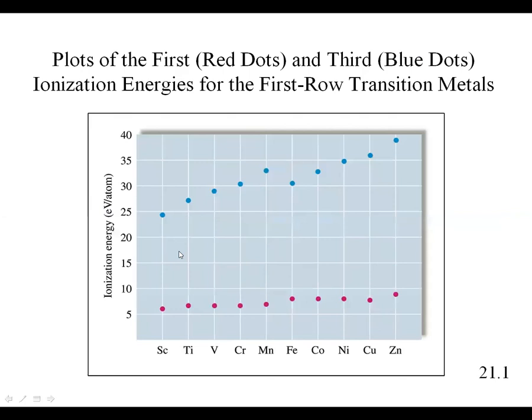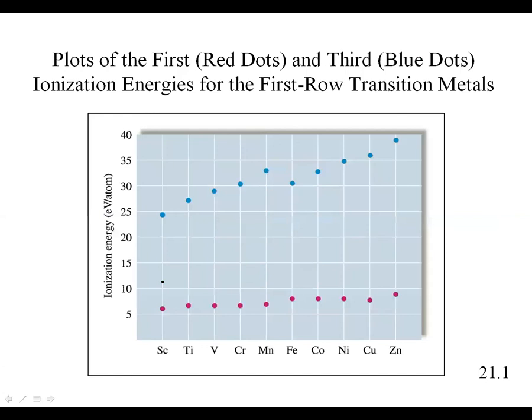Here's just some graphs of these ionization energies. The blue dots are the third ionization energy. The red ones are the first. And what we see is, again, the difference between first and third ionization energy. The first ionization energy is the energy to remove the first electron. The third ionization energy is the energy to remove the third electron.